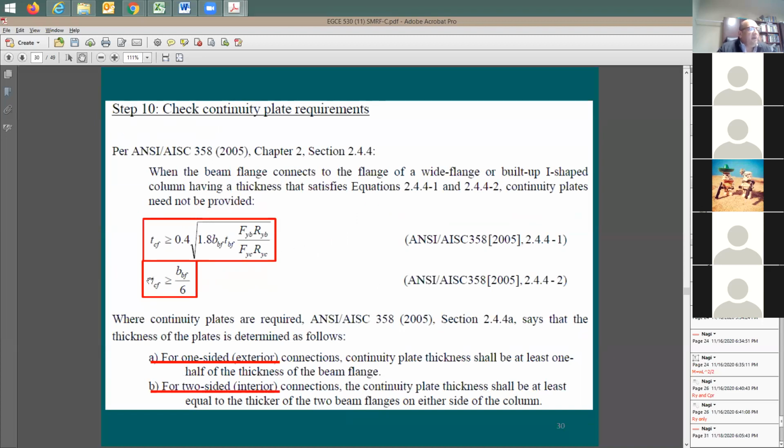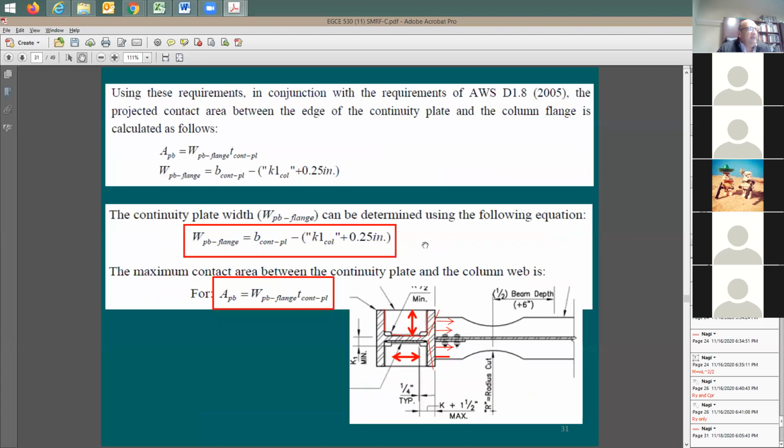Also, you have here two conditions, and you can satisfy either one of them. It says here tcf, which means the column flange thickness is going to be greater than or equal to the width of the beam flange divided by 6. All right. So I'm going to say here, this is good. So what happens if I need it? If I need it, now we have here some issues that we need to provide.